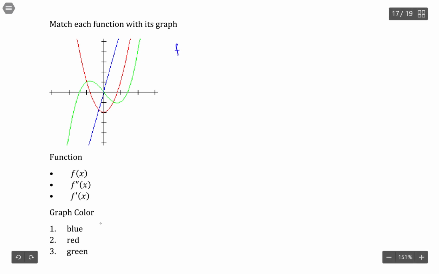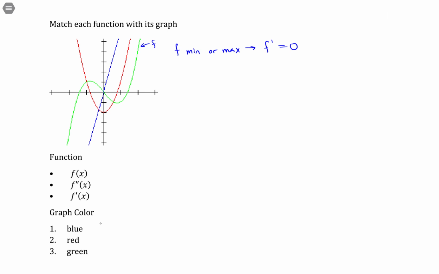So for instance, whenever a function has a minimum value or a maximum value, then what that means is the first derivative is equal to 0. Okay, so let's pick one. Let's assume that this right here is the original function, and this one here is the first derivative. Let's see if it matches up.